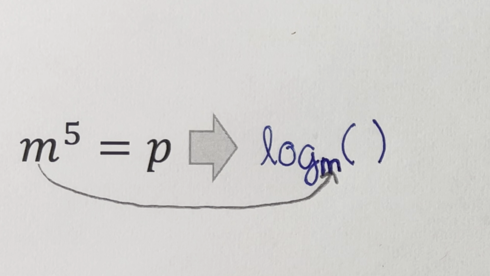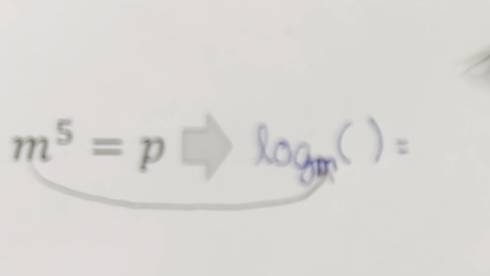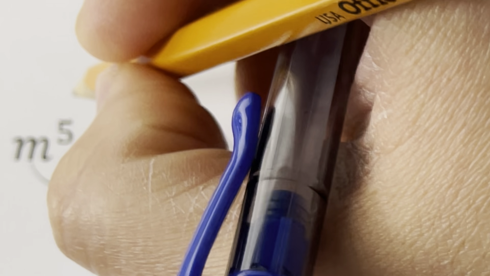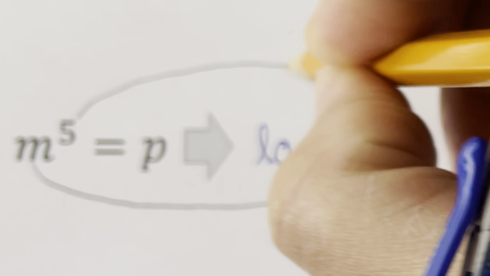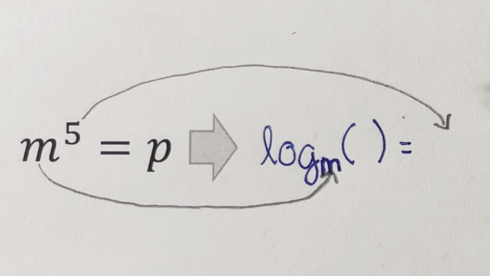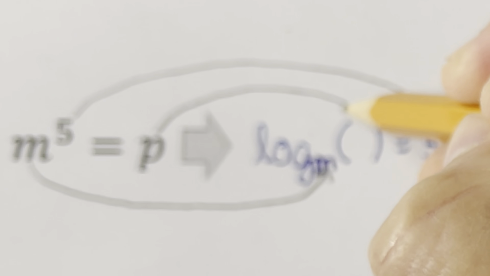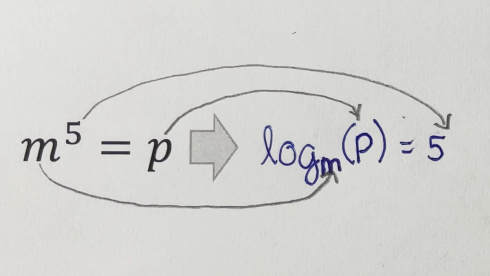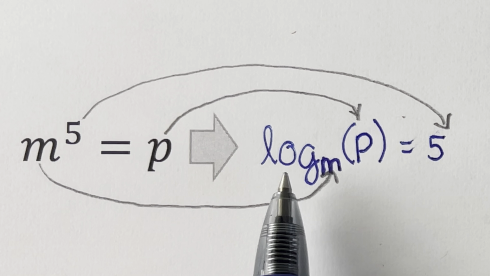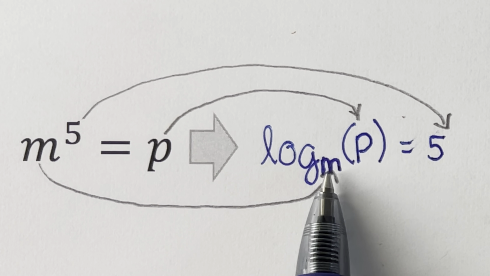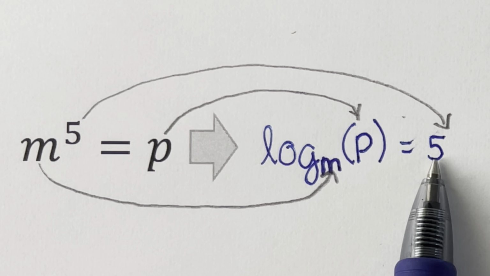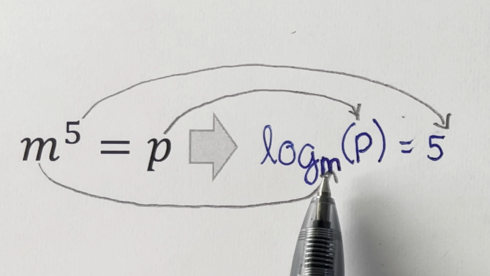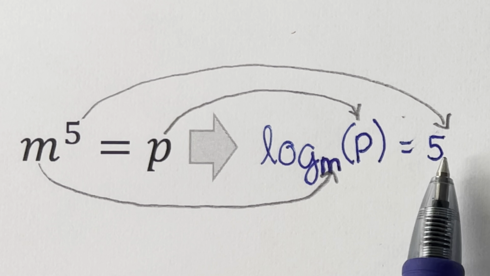Now, this exponent that we have will become the value of this whole logarithmic expression. So this 5 is going to go to this side right here. So I'm going to write that down here. So that's 5. And then this p is going to become the argument of this logarithmic expression. So I'm going to write p right here. So this expression that we have here is read as log of p to the base m equals 5. Or the other way to read this is log base m of p equals 5.